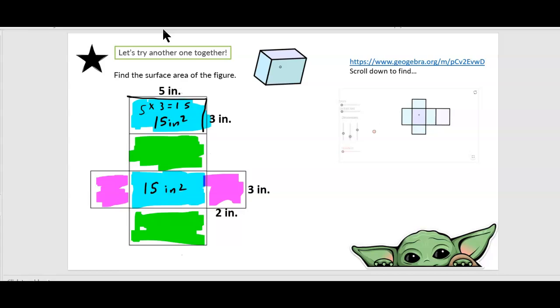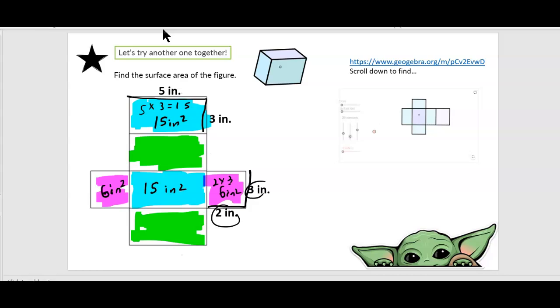Well, maybe we better do left and right first, because this one's easier, right? You can do 2 times 3 is 6. So this one's going to be 6. If the right is 6 inches squared, the left is 6 inches squared.